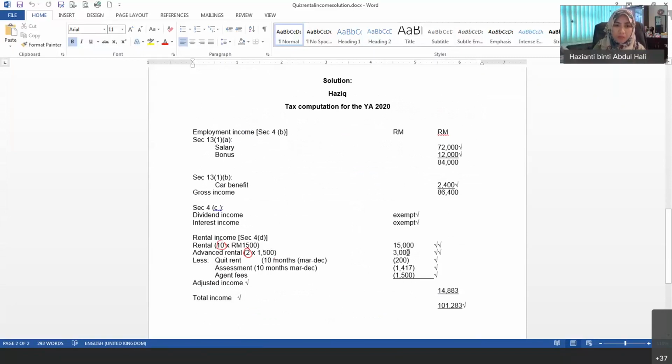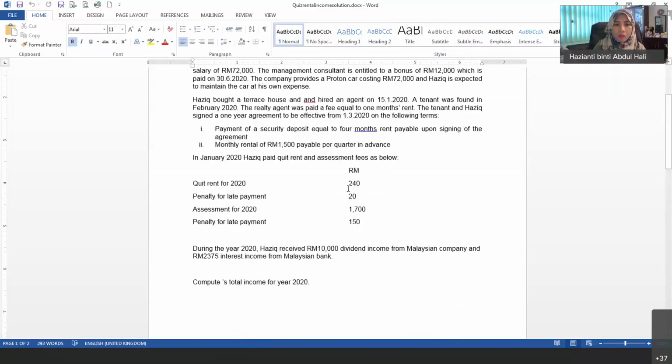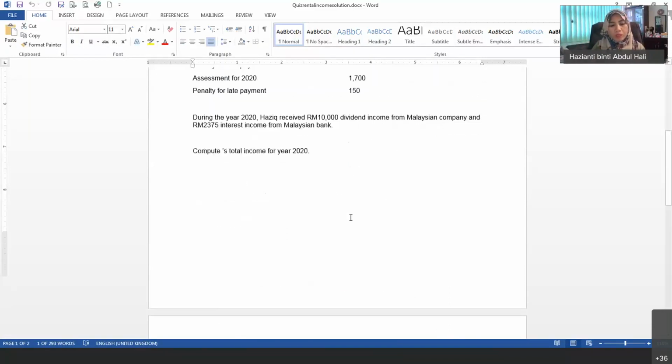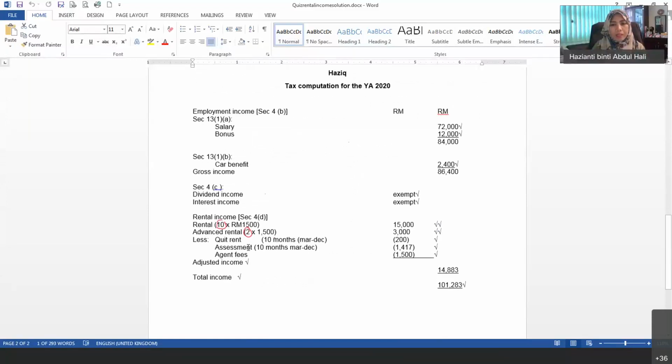So that becomes 3,000. Quit rent and assessment are also 10 months, even though here he pays for a year. Quit rent for 2020. The allowable expenses we have to prorate because the rental starts in March. That is why we cannot take 240 directly, compared to the previous question, which was for the whole year. For the whole year we can take the full year's figure, but here we have to prorate. So the assessment is 10 months, quit rent is also 10 months, and the agent fees are equivalent to 1 month's rental. So this is the adjustment.